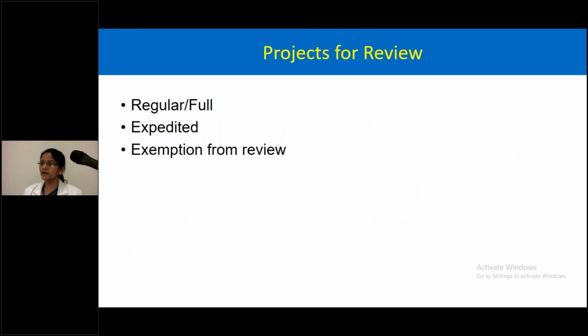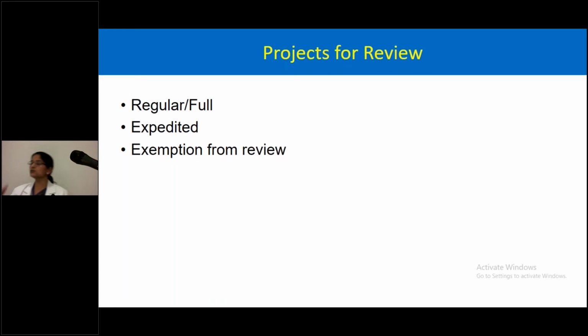So what we get as research projects, we either review them in a full board meeting. Some of them are done on expedite review, and some of them may be exempted from review. So expedite review is done especially for DM, for MD projects, DM and MCH projects, in which there is hardly any risk involved. As I told you earlier, either a minimal risk or less than minimal risk is involved.